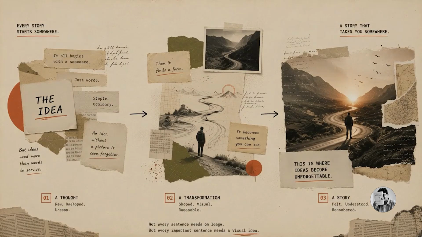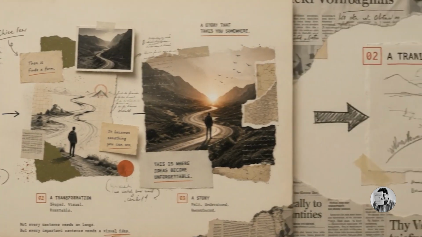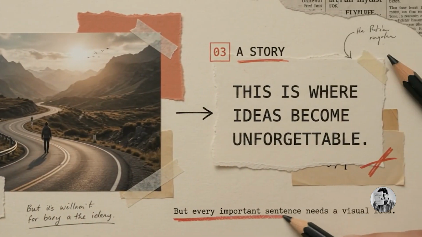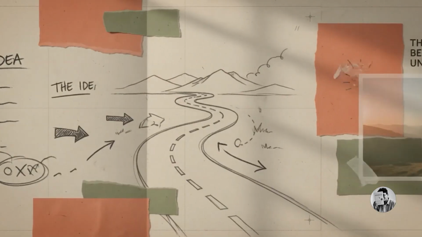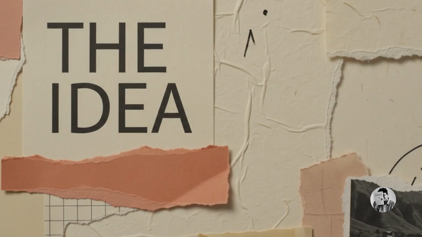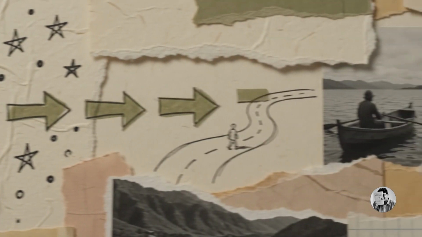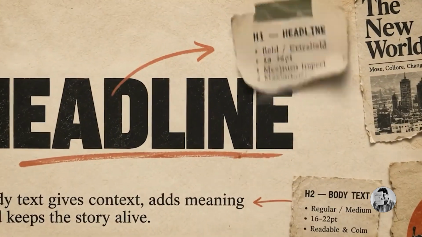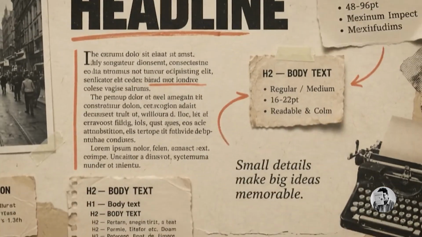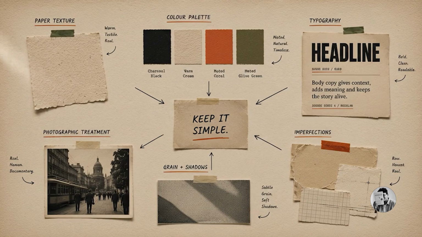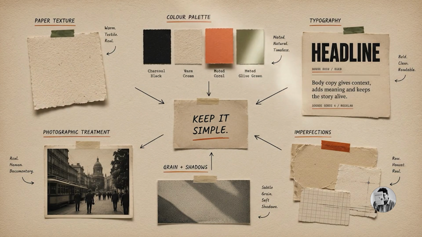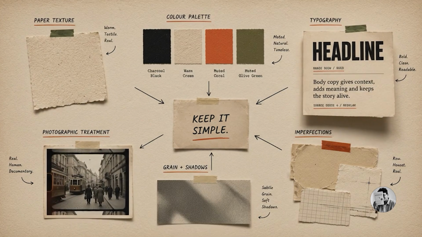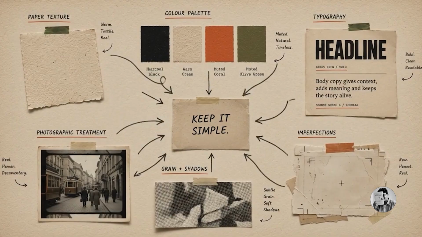A good explainer doesn't just ask, "What should the viewer see?" It asks, "What should the viewer understand?" That's a very different question. Before generating the assets, I create a visual language because AI can generate beautiful images. But beautiful images don't automatically belong together. So I decide on the visual system first: the paper texture, the color palette, the typography, the photographic treatment, the amount of grain, the shadows, even the imperfections.